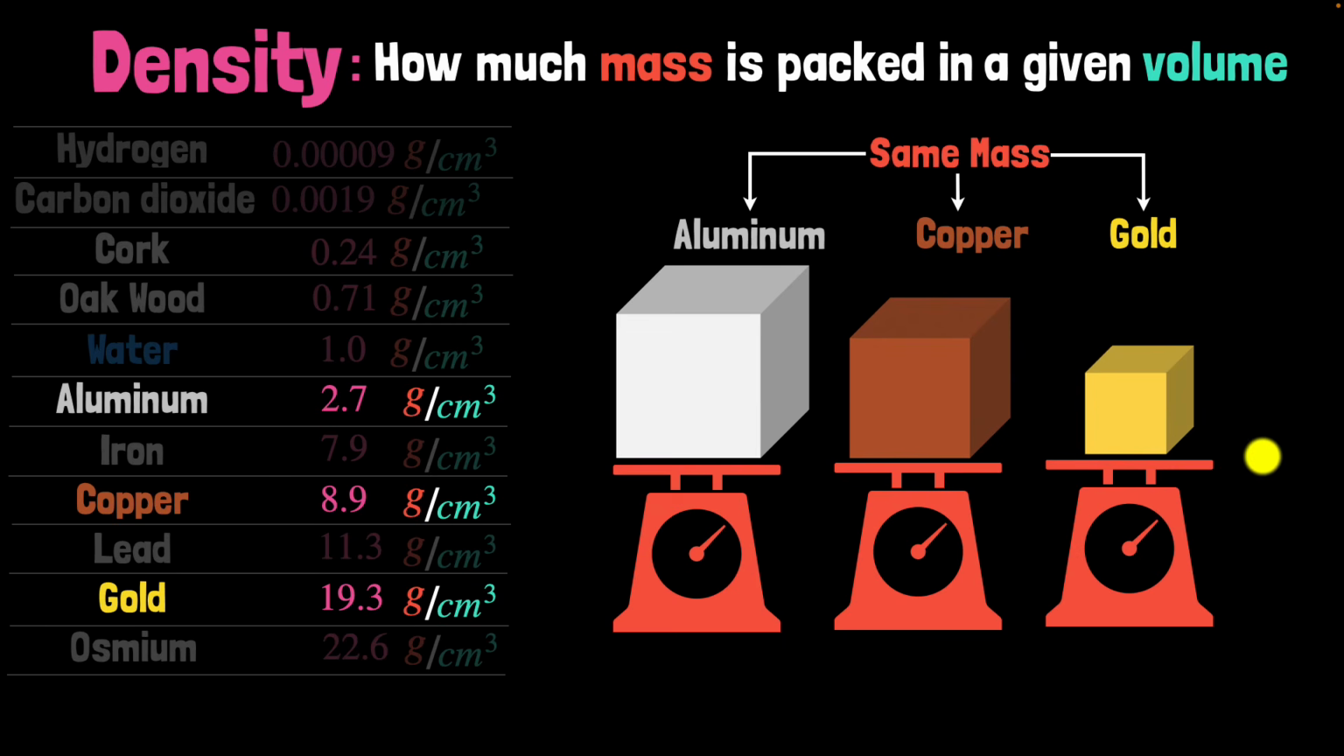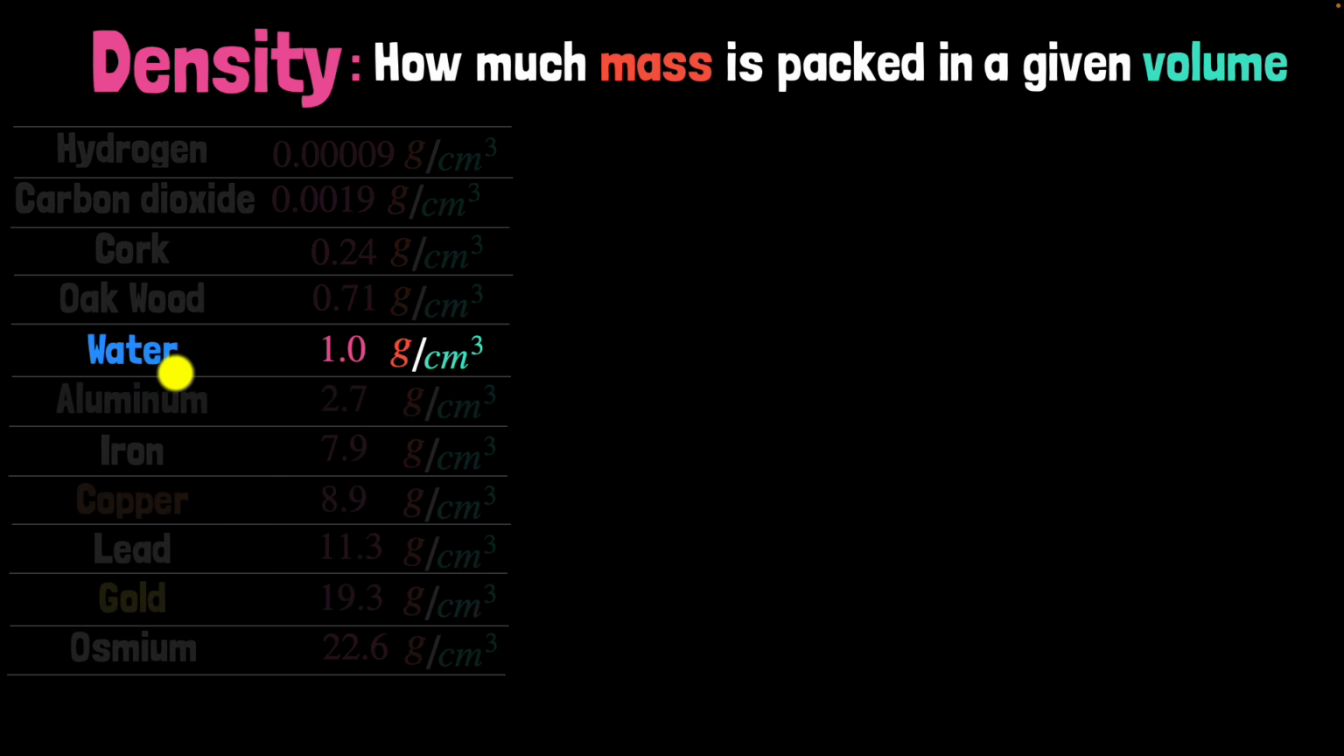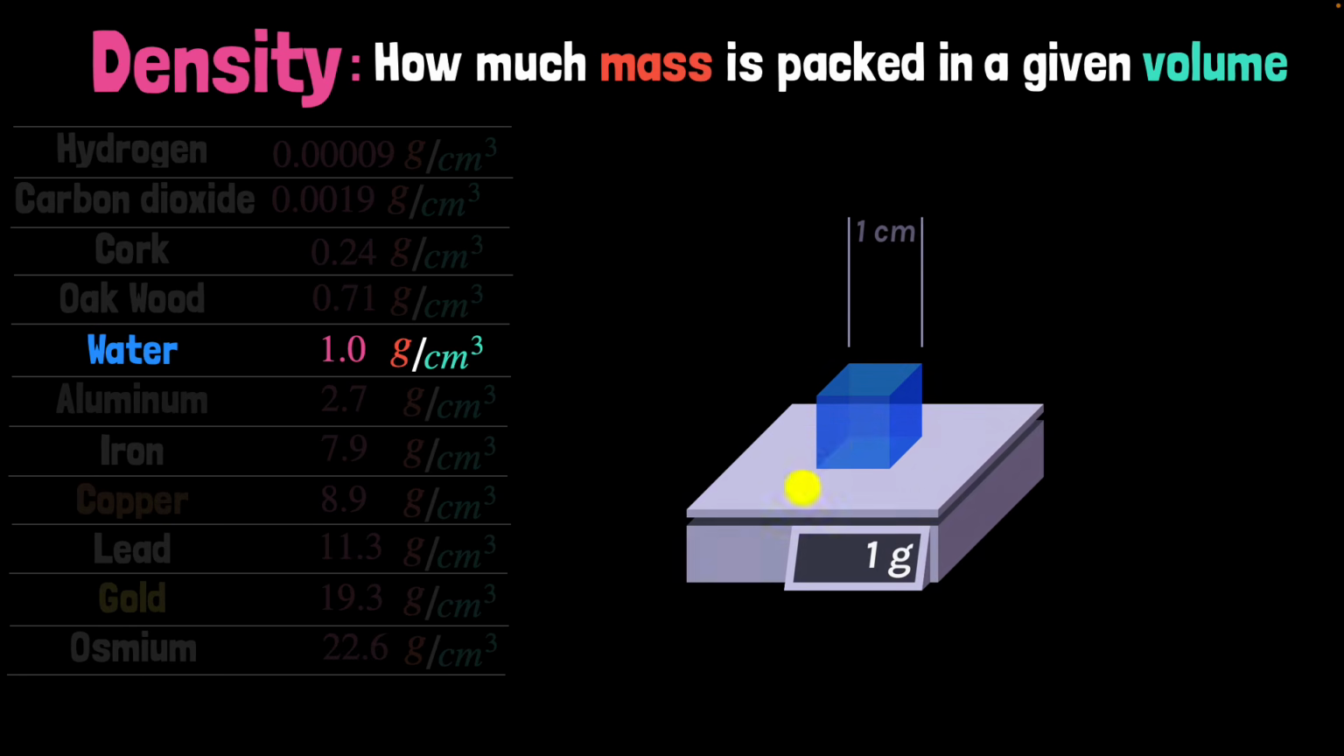Makes sense, right? Okay, another interesting thing to note is water has a density of exactly 1.0 grams per cm cube. Is that some kind of a neat coincidence? No, that's how we define what a gram is. We define a gram as the mass of 1 cm cube of water. That's our definition of a gram. And that's why water ends up having a density of 1.0 grams per cm cube.